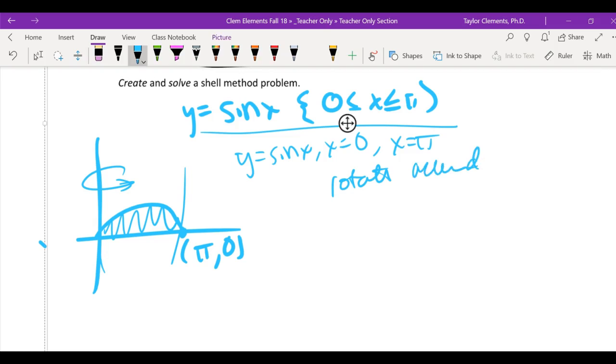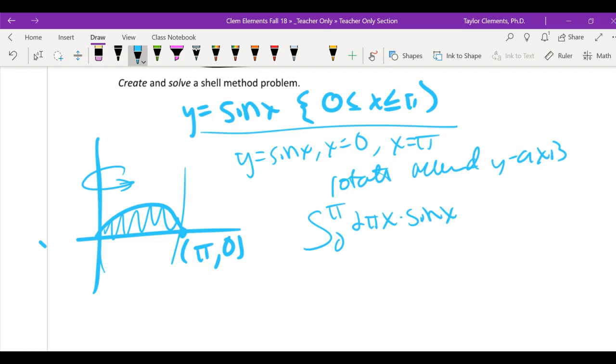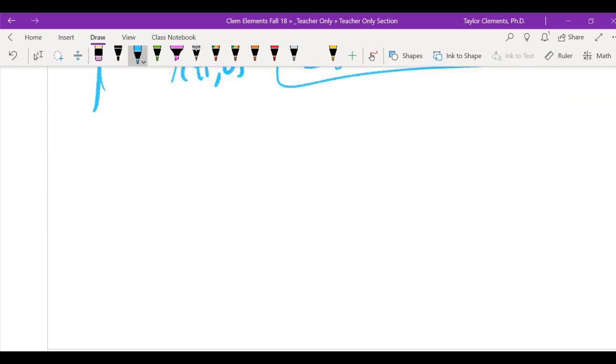Around the y-axis, because then you'd be forced to use shell instead of washer. Around y-axis. Oh, let's just go and finish that one. So it'd be 0 to pi, 2 pi x times sine of x dx. That would get us that.